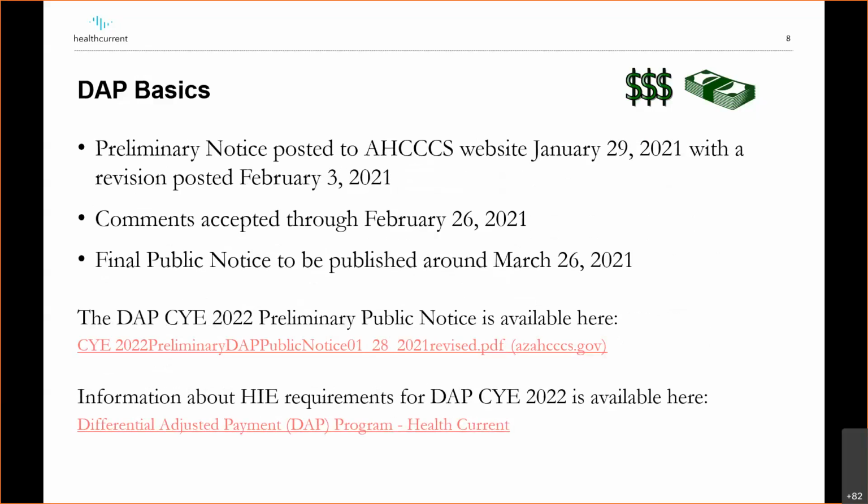So the DAP preliminary notice was posted on the Access website on January 29th of this year. There was a small revision released on February 3rd. If you haven't had a chance to take a look at that, we are providing the web URL for you to visit that information. Public comments are accepted through February 26th. So if you've got just under 2 days, if you have any remarks that you would like to make to Access, the final public notice will be published around March 26th. Until then, we will have several alerts and communications from Health Current in regards to DAP going to all the eligible provider types.